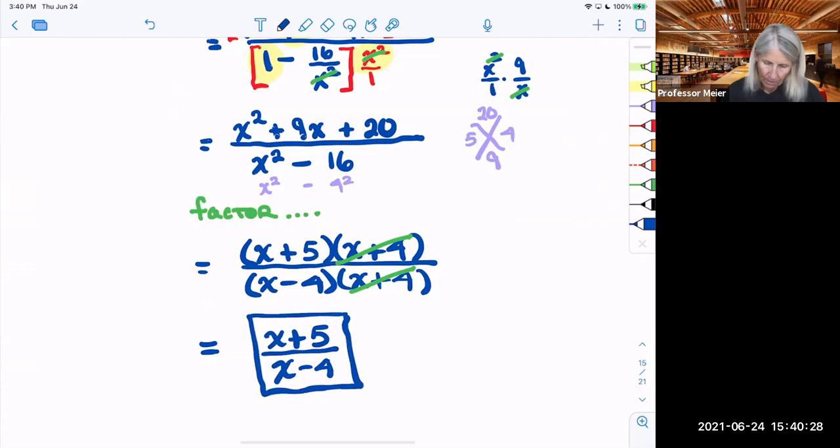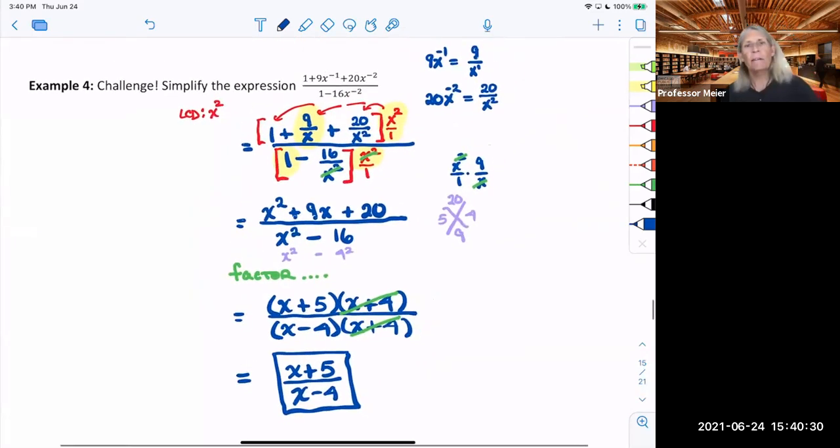Wow. Look at that. That's a lot of algebra to get to that answer, but it's good practice. Really good practice at factoring, simplifying complex fractions, and getting rid of negative exponents. Okay, so that was our review of negative exponents, fraction exponents, and exponent rules in general. I'll see you in the next video.